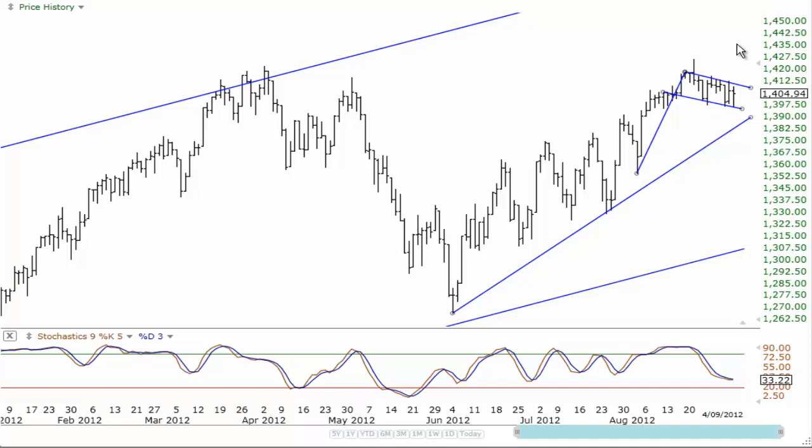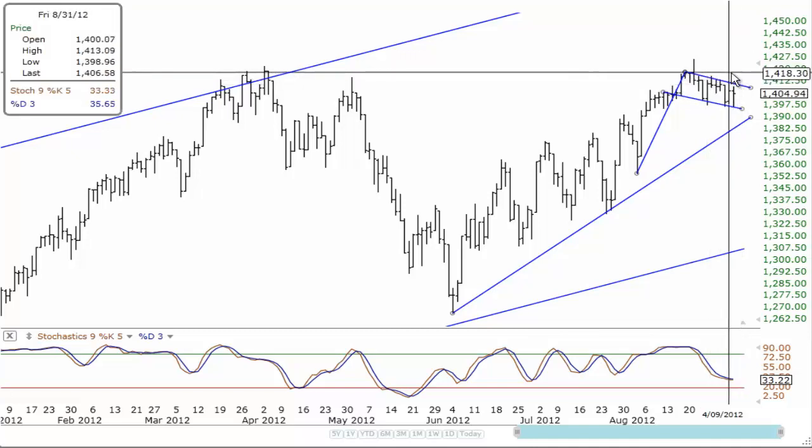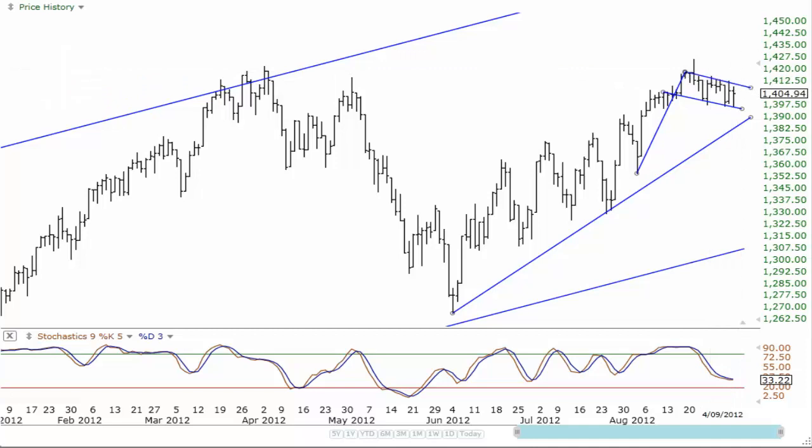I'm thinking that if we do get a close above here, okay, a close above this trend line through here, then we're likely to see a lot more upside to come.